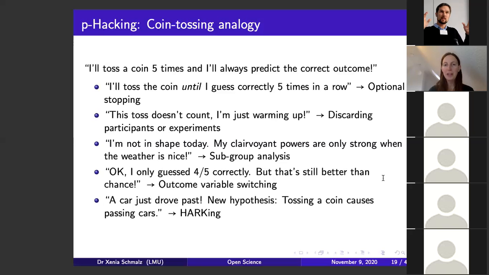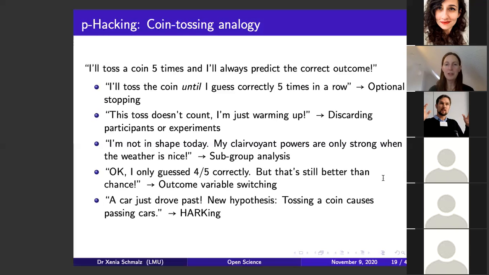Another way of p-hacking is to look at the p-value and then, if the result is not significant, discard some participants or experiments, which is similar, in the coin tossing example, to saying, okay, I guessed wrong now, but this doesn't count, I'm just warming up. In the case of experiments, quite often there is a very good reason and people are really good at convincing themselves that there is a good reason. But for this reason, it's a very slippery slope, and definitely the decision to include or exclude participants or experiments should never depend on the p-value.